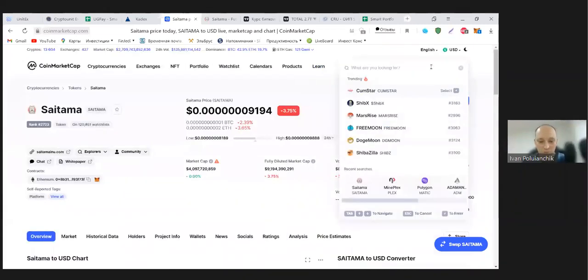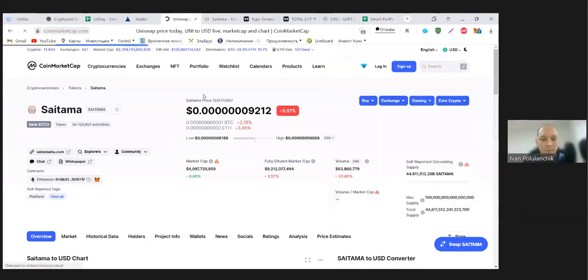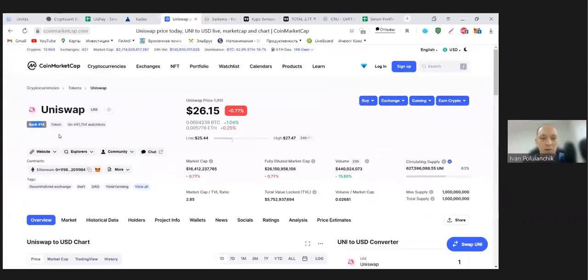And now let's review, for instance, Uniswap. The first thing to look at is its rank on CoinMarketCap: number 14. It is in the top 100.